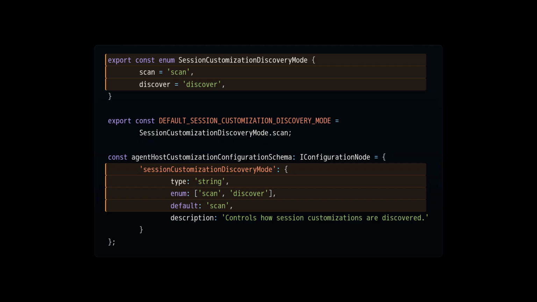The first change is a new configuration key. We define an enum with two modes, scan and discover, and default to scan for backward compatibility. The schema registers this setting so users can toggle between the two strategies. This is the control switch that drives everything else in the PR.